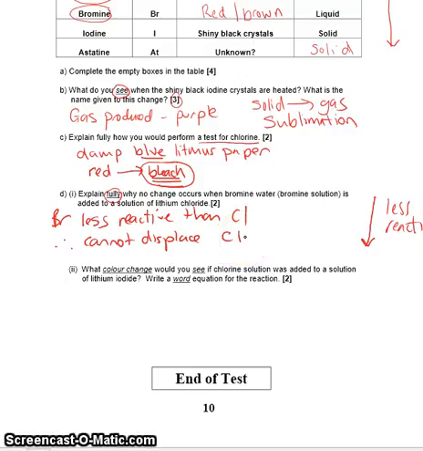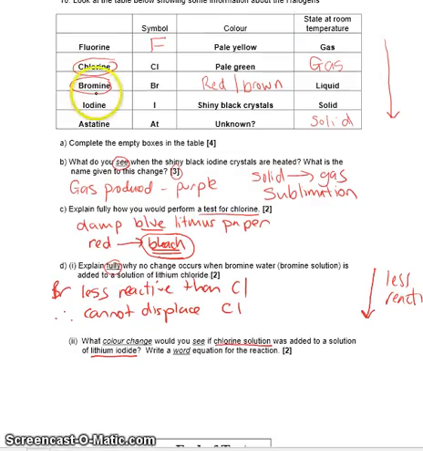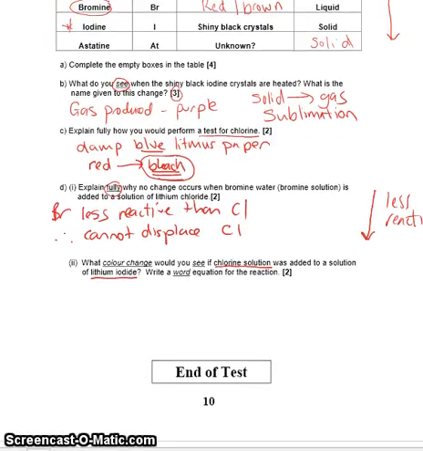Question 2, what color change would you see if this time chlorine solution was added to a solution of lithium iodide? So if you remind yourself of their positions by just taking a peek up at the top, what you'll see this time is chlorine is there, iodine is there. So chlorine is above iodine, so it's more reactive than it, and it's going to displace it. And it's also asking you for a word equation for the reaction. This is 2 marks, so 1 for the color change and 1 for the word equation.